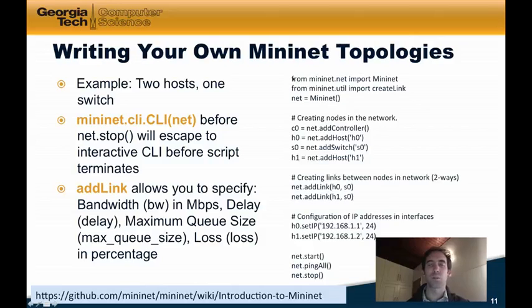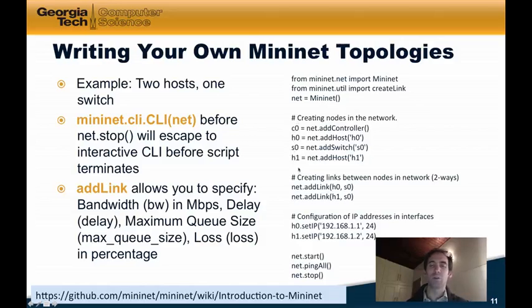Let's walk through this code briefly. So again, the first 2 lines import some modules that we need. The next line creates an instance of the Mininet emulator. Then we create the nodes that we will use in this network. So we have 2 hosts, H0 and H1, a switch, S0, and a controller, C0.